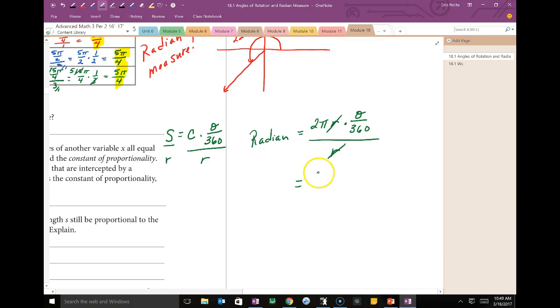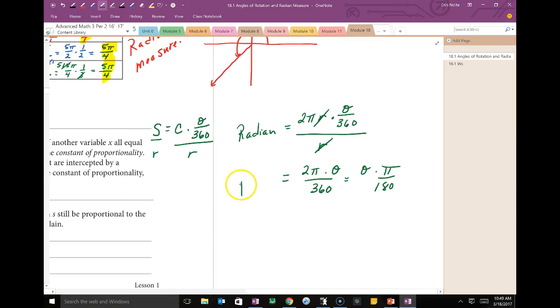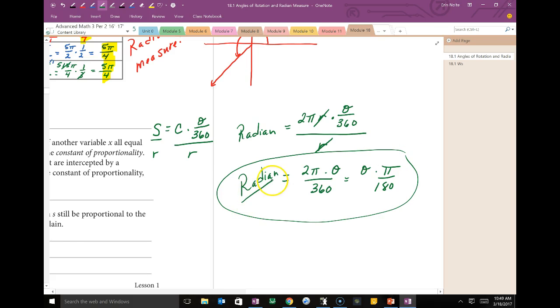Okay, so we end up with 2 pi times the angle over 360, and if you wanted to reduce that, 2 and 360 can reduce to 180. So if you take the angle and multiply by pi over 180, you will then know what your radian is. Okay, so that is just the algebraic steps as to how to convert.